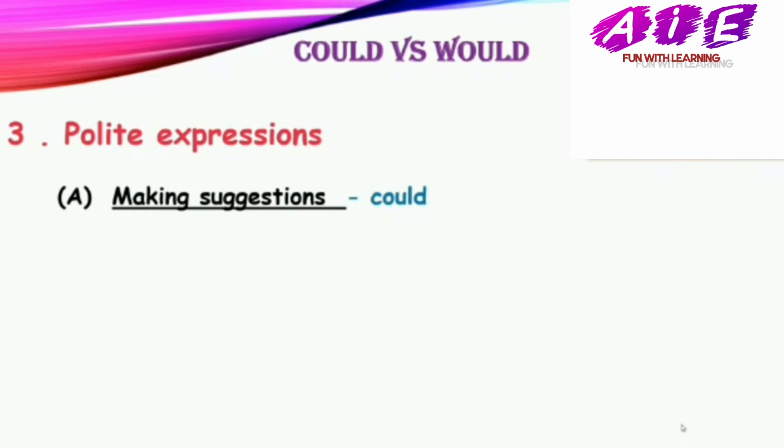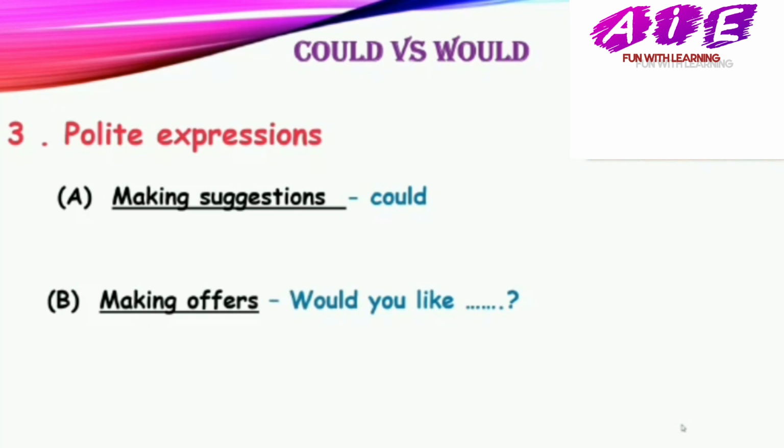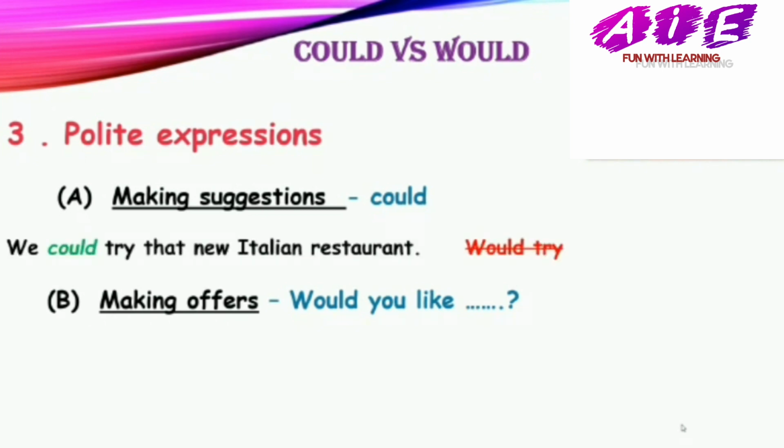Making suggestions, offers, requests, and asking for permissions. First, to make suggestions, we normally use could. As in this example, we could try that new Italian restaurant. So imagine that we are planning to have dinner together, and I make this suggestion. Here using would is wrong, but to make an offer, we prefer would. For example, would you like some tea? That means I have tea and I'm asking you if you want some.